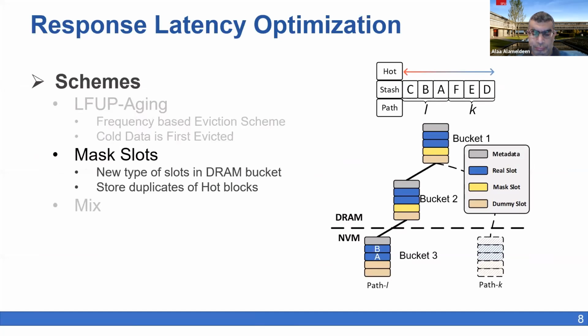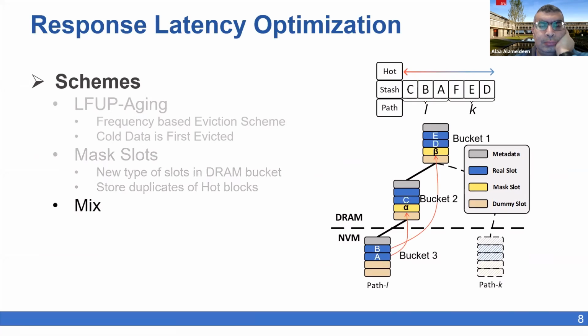The second scheme is mask slots. It's a new type of slot in DRAM buckets that is used to store the duplicates of hot blocks. When the hot blocks A and B are stored in NVM, their duplicates, block alpha and block beta, are created in the stash. Then these duplicate blocks will be stored in the mask slots.